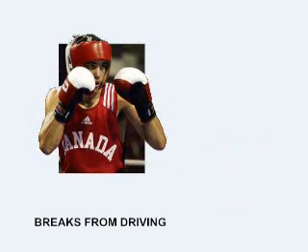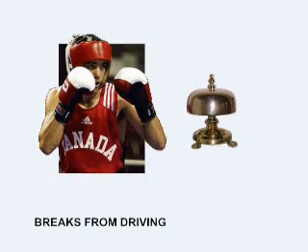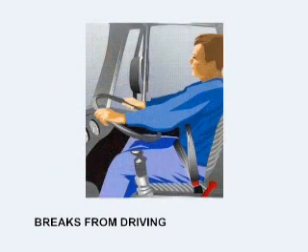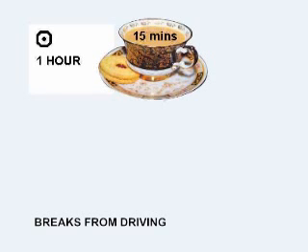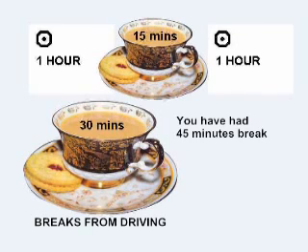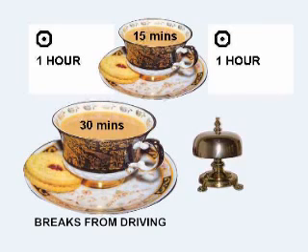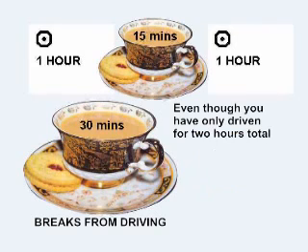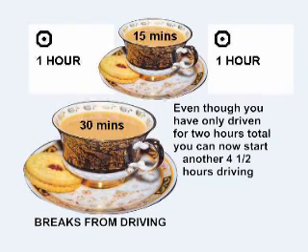Think of a boxing match. When the bell rings after a break, you start a new boxing round. So, suppose you did this. 1 hour driving followed by a 15 minute break. Then another hour driving followed by a 30 minute break. You have had 45 minutes break. So the bell rings. And even though you have only driven for 2 hours total, you can now start another 4.5 hours driving.